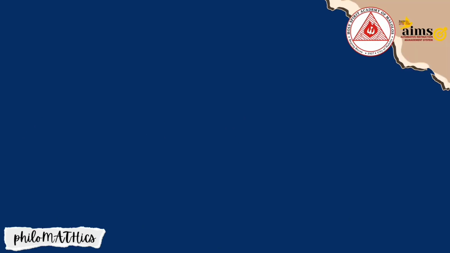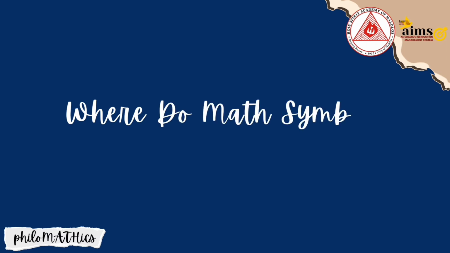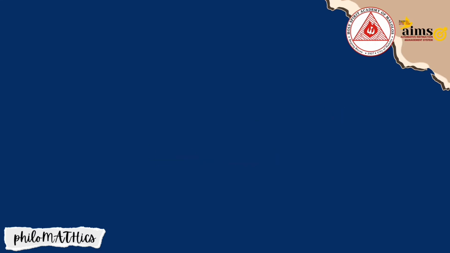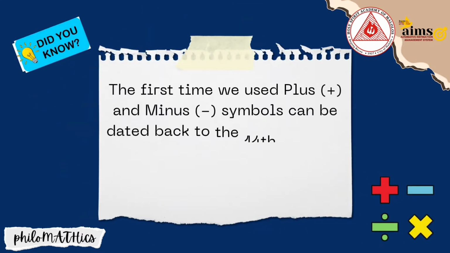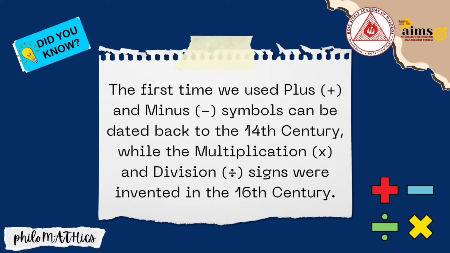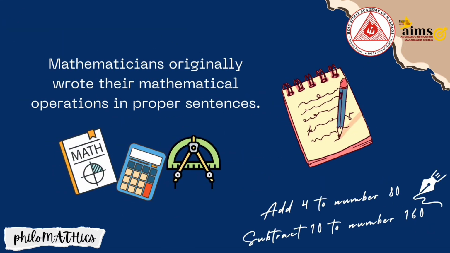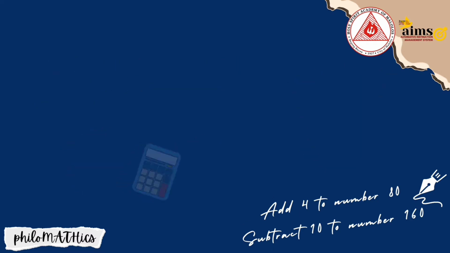For our first episode, we will talk about the history and origin of symbols for basic operations in math. Did you know that the first time we used plus and minus symbols can be dated back to the 14th century, while the multiplication and division signs were invented in the 16th century? It is interesting to know that mathematicians originally wrote their mathematical operations in proper sentences, which wasted a lot of their time. Therefore, to save it, they started to adopt a system of symbols.